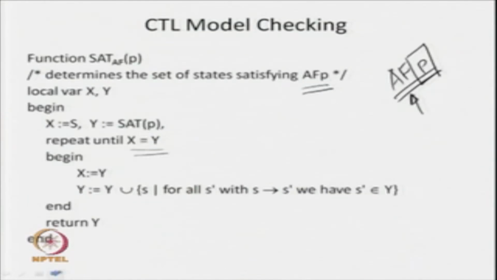So, that is why we have this particular loop statement: Y will be updated now with Y union, what are these things? We are going to loop over all such states where we have a transition from this particular S to all such S dash, where S dash is a member of Y. Okay. So, this is the basic scenario.